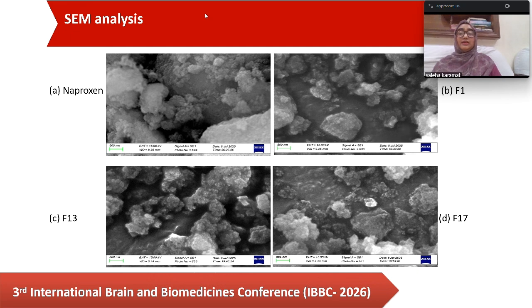In this, the pure naproxen shows smooth and crystalline structures, and the formulations F1, F13 and F17 show shorter and irregular structures. That shows us that the naproxen is embedded into the pores of the silica xerogel.